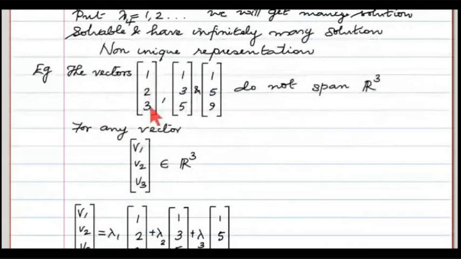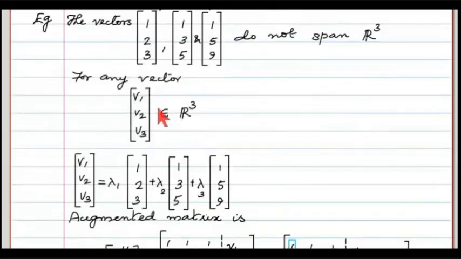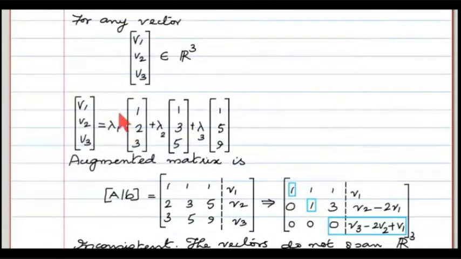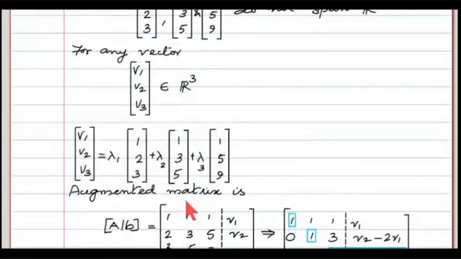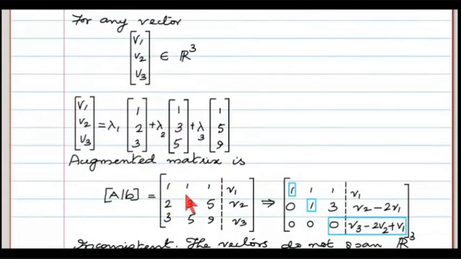Next example: the vectors (1, 2, 3), (1, 3, 5), (1, 5, 9) do not span R3. For any vector v1, v2, v3 element of R3, we can represent it like this: first vector (1, 2, 3), second vector (1, 3, 5), and the last vector (1, 5, 9). From this we can write the augmented matrix with the first vector, second vector, and last vector, then v1, v2, v3. Here in the last row we have 0. That means the system is inconsistent and the vectors do not span R3.